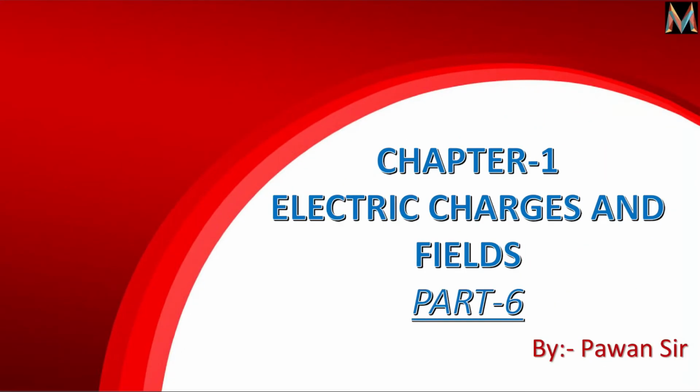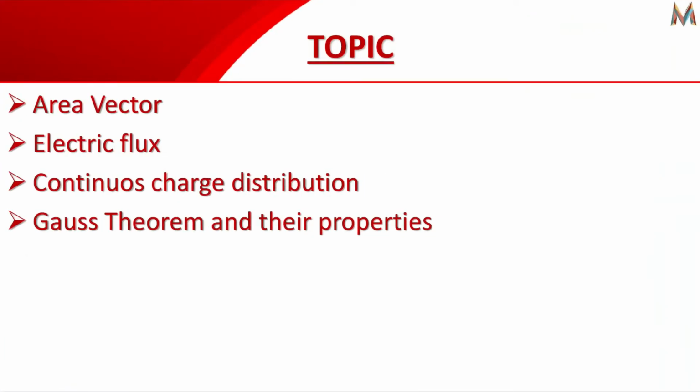We are doing chapter 1, electric charges and fields. And today we will discuss part 6. The topic covered will be area vector, electric flux, continuous charge distribution and Gauss theorem and their properties.